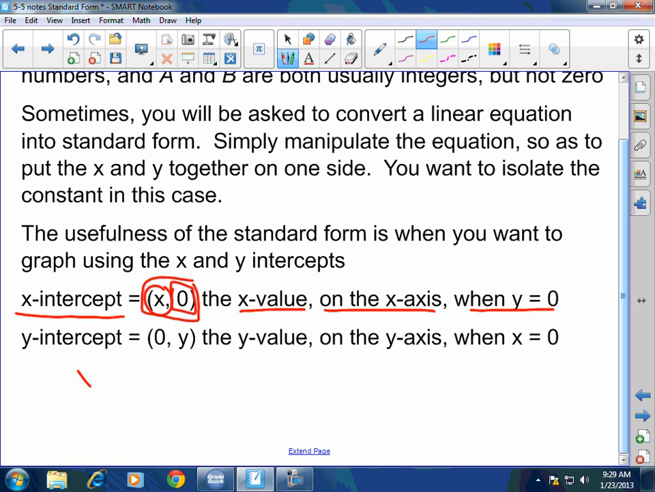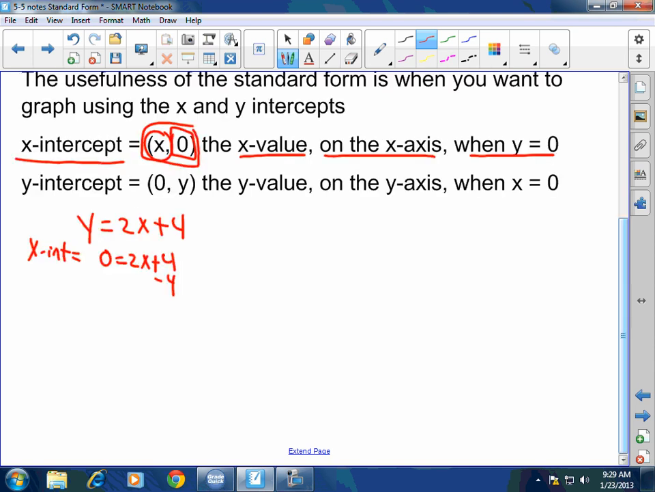So if I have y equals 2x plus 4, and I want to find the x-intercept, I simply make y 0, and I solve for x. So I subtract 4 to both sides. Negative 4 equals 2x divided by 2. X equals negative 2. So my x-intercept would be negative 2, comma 0. It's the x value when y is 0. It's a simple matter of just plugging in.